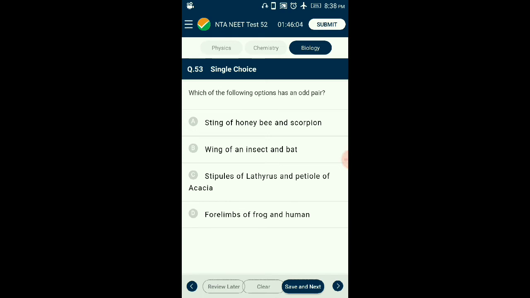Organs that are structurally different but similar in function are analogous organs, as opposed to organs that are structurally similar but different in function, which are called homologous organs. The forelimbs of frog and humans are structurally the same but perform different functions, hence they are homologous organs. So the answer for this question is option D. Forelimbs of frog and human, that is the odd pair.